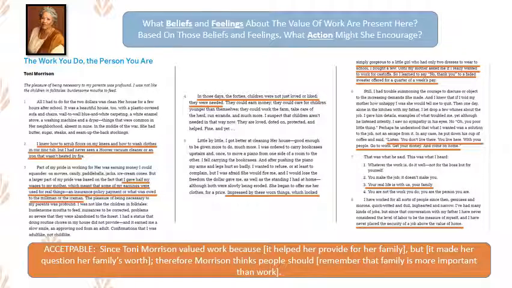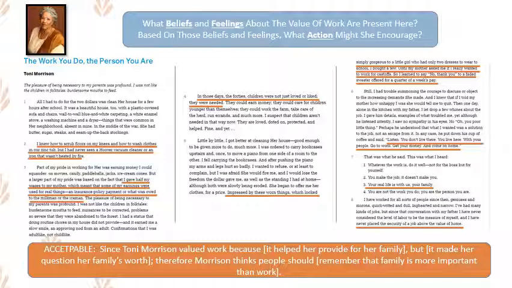So we have one feeling or one belief, it helped her provide for her family. A contrasting feeling, so a contrasting value, it made her question her family's worth, right? She's trying to figure out how much her family is worth to her in that case because of work. Therefore, she comes to the conclusion or the policy to remember that her family always comes before work.